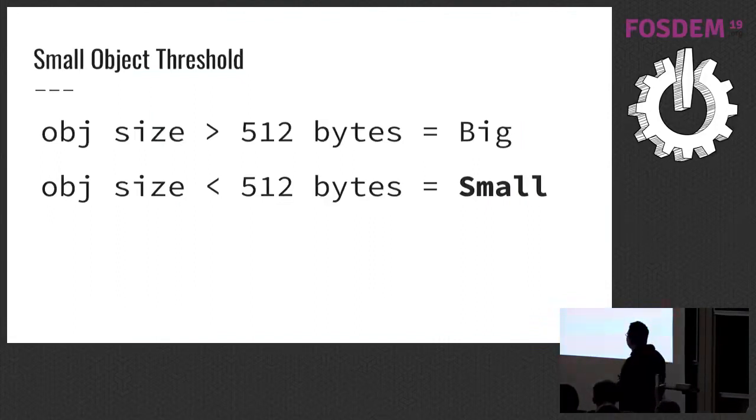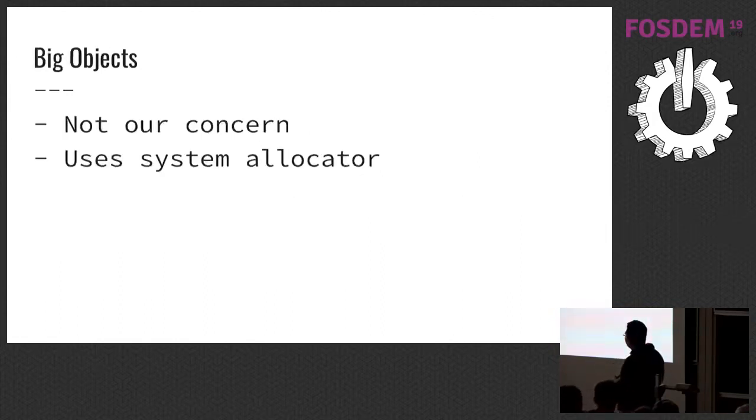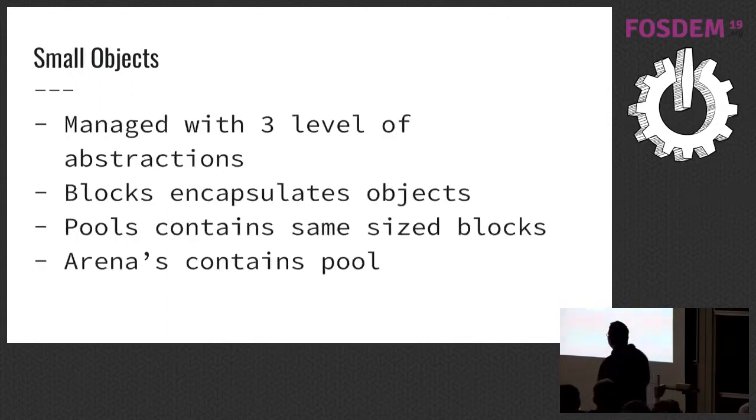Python divides objects into sections. If an object is bigger than the small object threshold, it's called big. If not, it's called small. The small object threshold is a static constant defined in obmalloc.c in the CPython repository. It's 512 bytes by default. Big objects are not one of our concerns. Python directly routes big objects to the system allocator with a set of wrappers. Small objects are managed by layer 2 with 3 levels of abstraction.